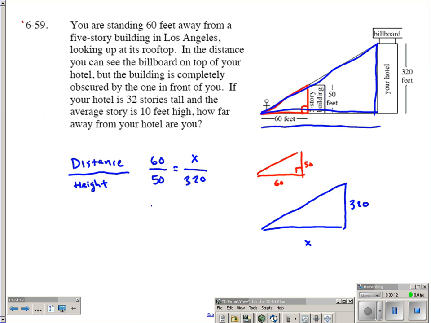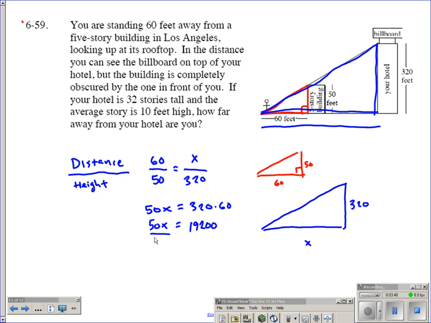Solve this proportion, we're going to have 50x, and that should equal 320 times 60. Just doing a cross multiplication. Let's see, 60 times 320 should end up giving us something about 20,000 minus 19,200, I believe. And yeah, that's right there.